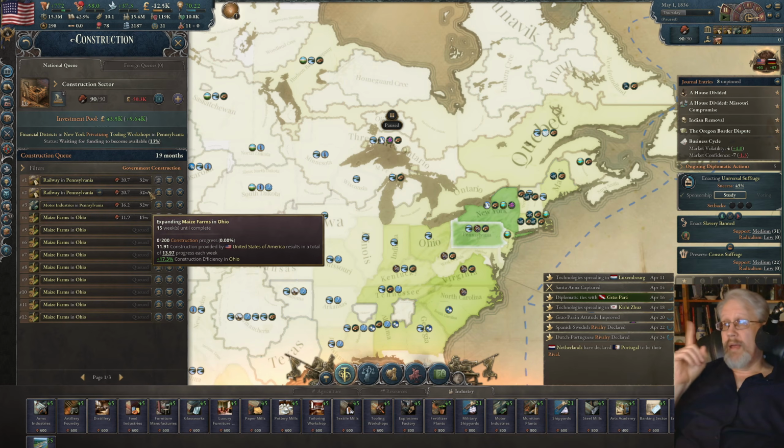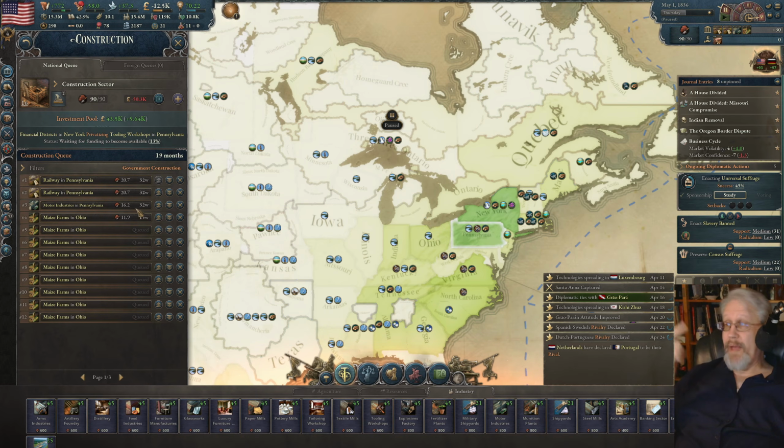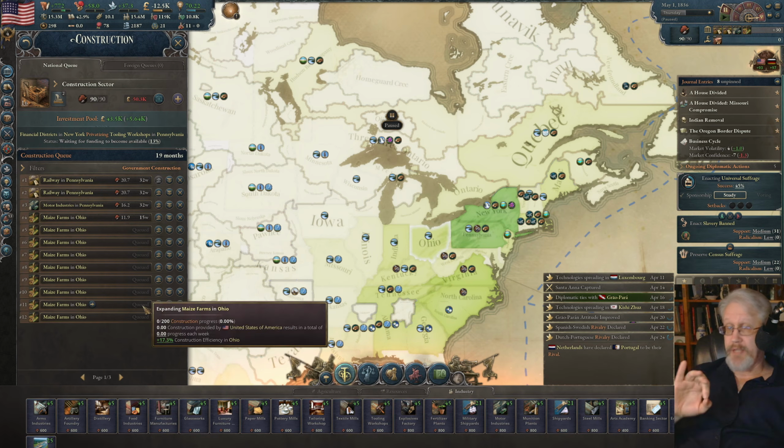So be it. They'll build it at the same time. And then we'll get some more grain farms going. But this way we have Pennsylvania going. We'll have the motor industry there. We'll get the maize farms.